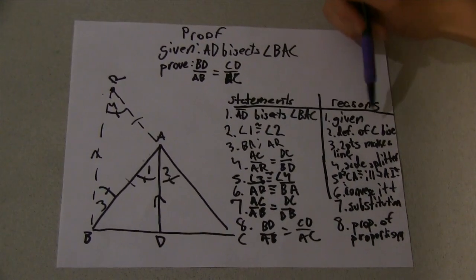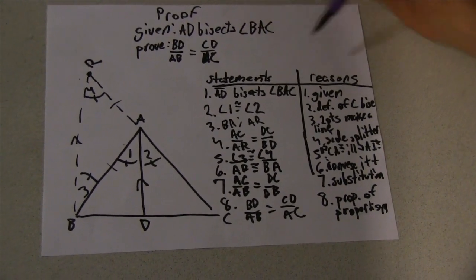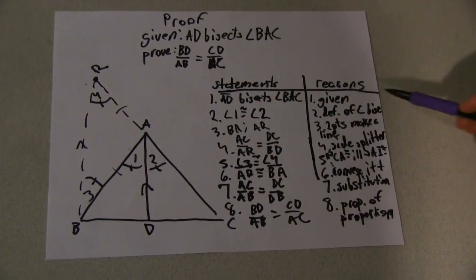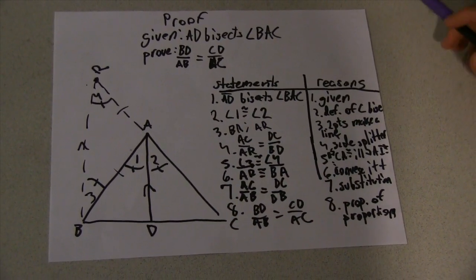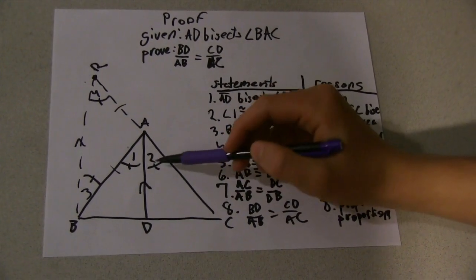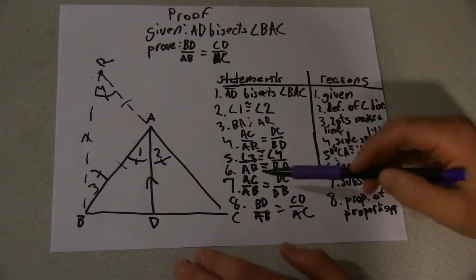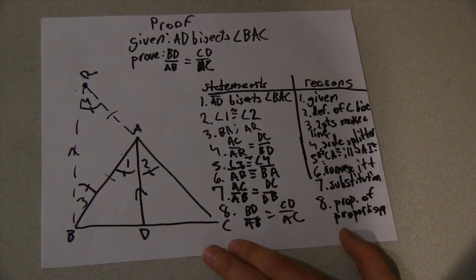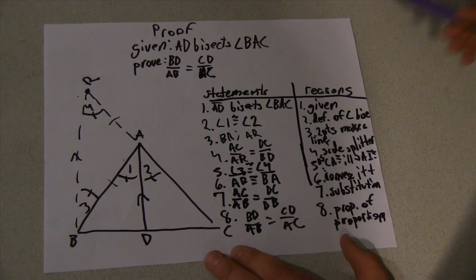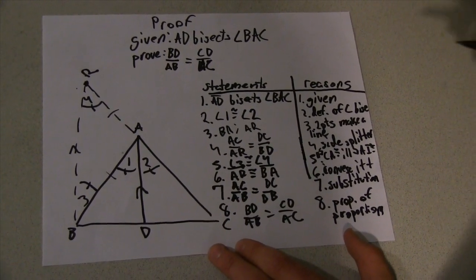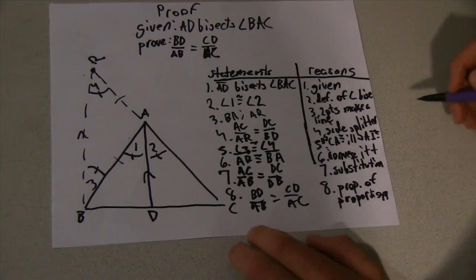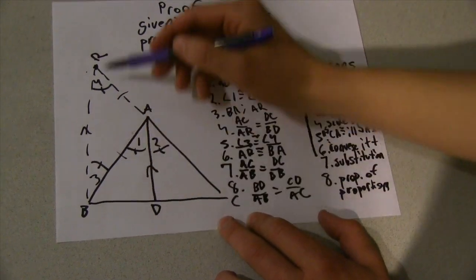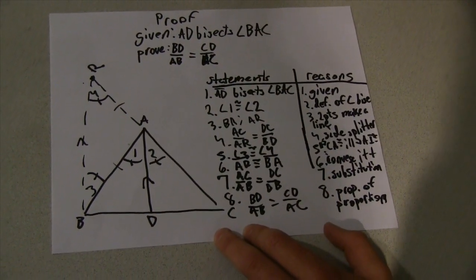So given, that's just a given statement: AD bisects angle BAC. Now we have the definition of a bisector, which proves that angle 1 is congruent to angle 2. Now, we can't really do a whole lot with just knowing this. So we're going to draw a parallel line to AD, and we're going to label it BR. The reason why we can do this is the parallel postulate, where through any given point there's one and only one line parallel to another line, and we can draw that out perfectly fine with math logic.